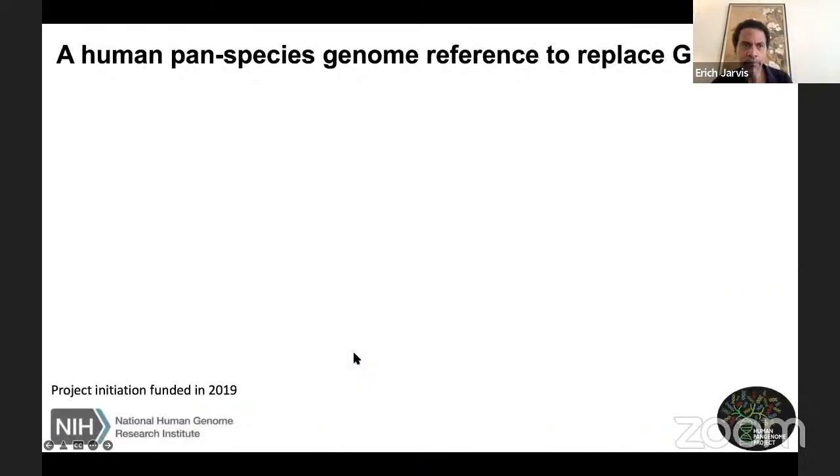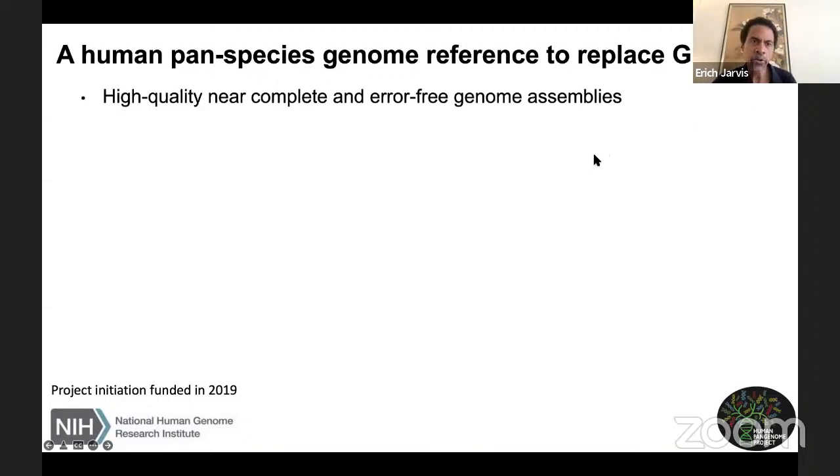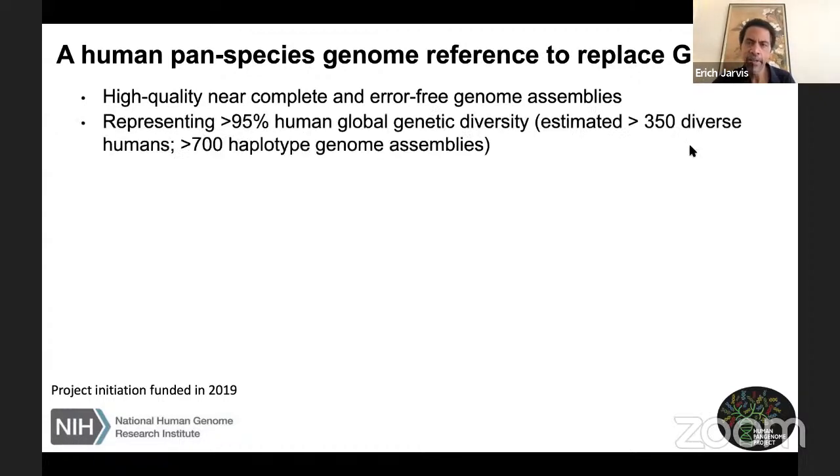Okay, so with all this motivation, NIH decided to fund what we could now call a human pangenome reference to replace the current GRCh38 reference. And the goal here was to create high quality, near complete and near error-free genome assemblies, representing at least 95% of human genetic diversity. And that was SNP diversity, indel diversity, structural variant diversity.